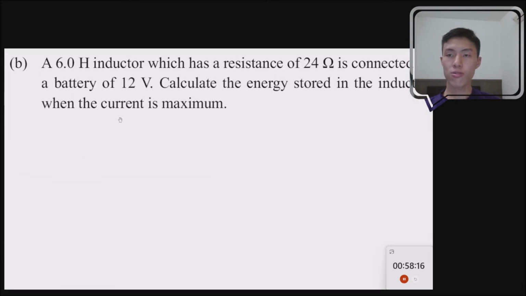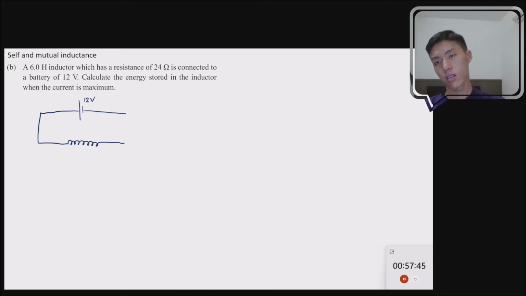Let's try to solve this problem here. We have a 6 Henry inductor. So this is inductance of 6 Henry, which has a resistance of 24 ohm, and it's connected to a battery of 12 volt. They ask you to calculate the energy stored in the inductor when the current is maximum. So you can think of it like this. You have a battery which is 12 volt. You connect it across an inductor, and they tell you that this inductor has an inductance of 6 Henry. At the same time, it has a resistance of 24 ohm.